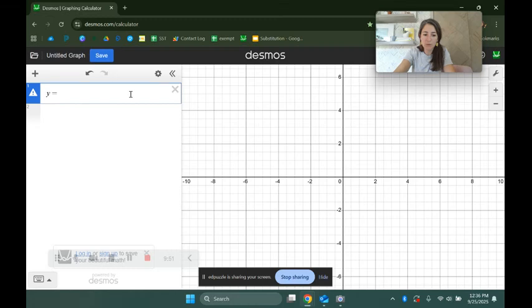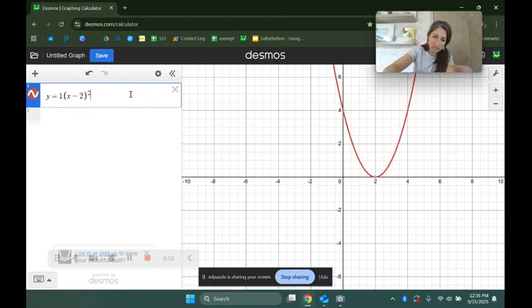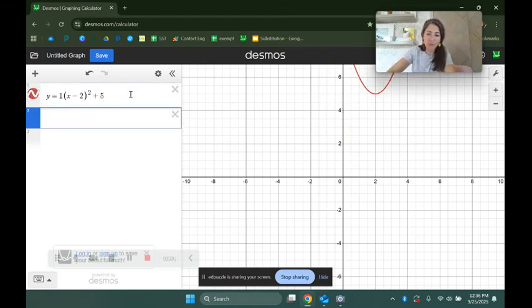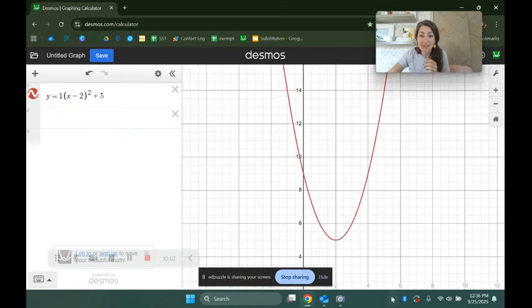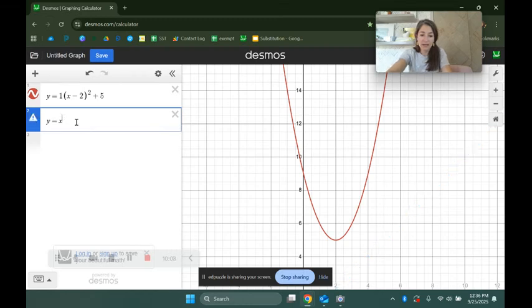y equals (x minus 2) squared plus 5. Oh, it's way up there. And then let's see, this is the big test, is if the second one lands on top of the red one. x squared minus 4x plus 9. We did it. Great.